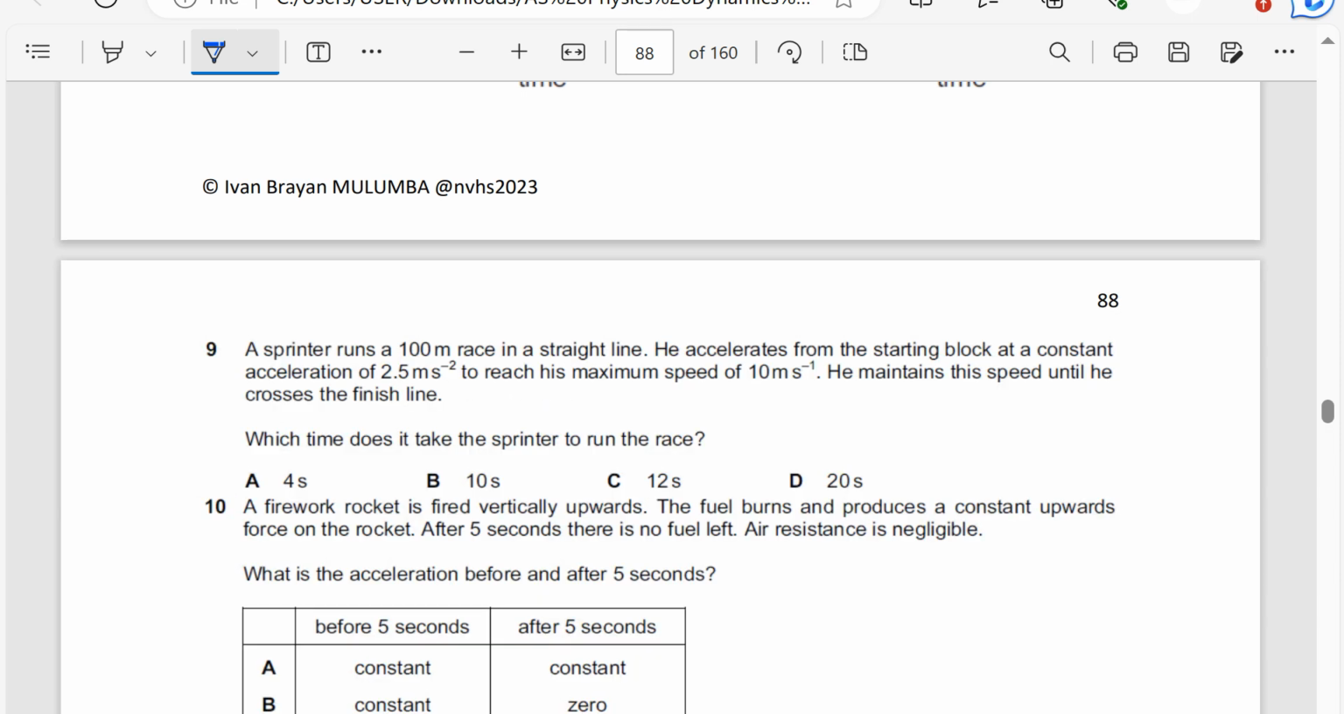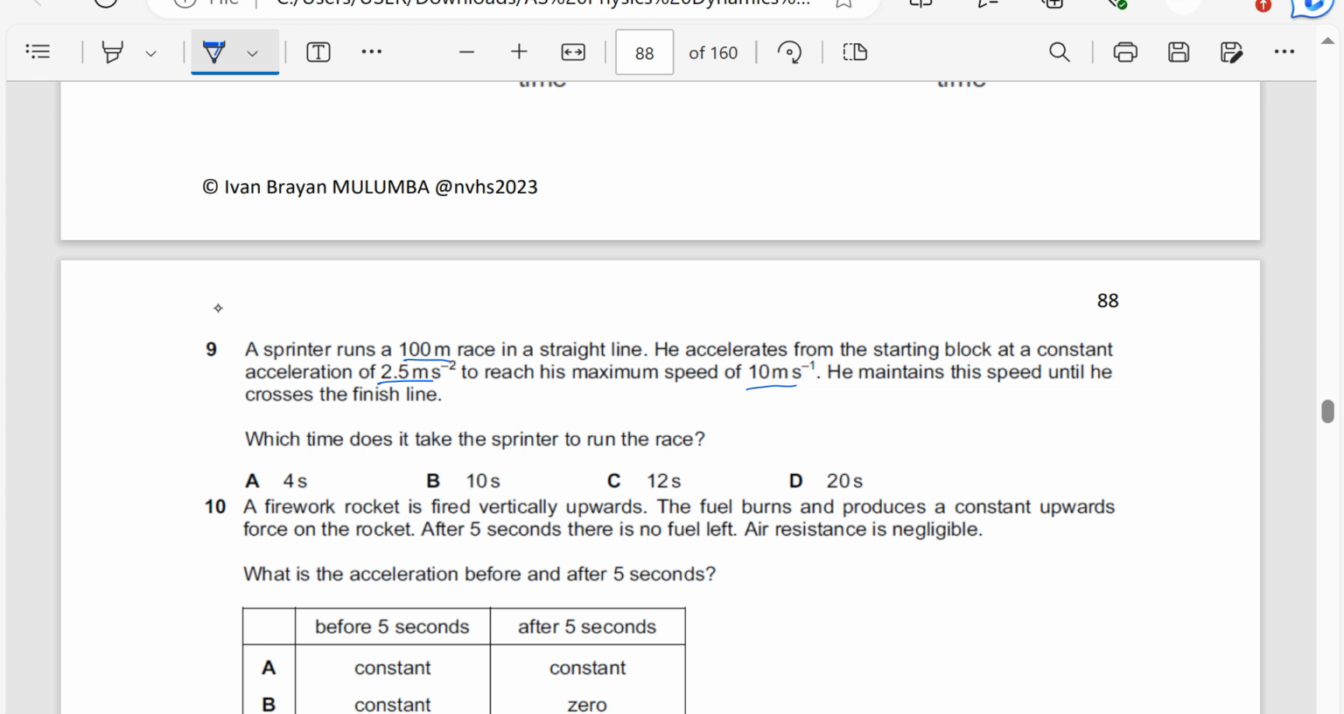A sprinter runs a 100-meter race in a straight line. He accelerates from the starting block at a constant acceleration of 2.5 meters per second squared to reach his maximum speed of 10 meters per second. He maintains this speed until he crosses the finish line. What time does it take the sprinter to run the race?